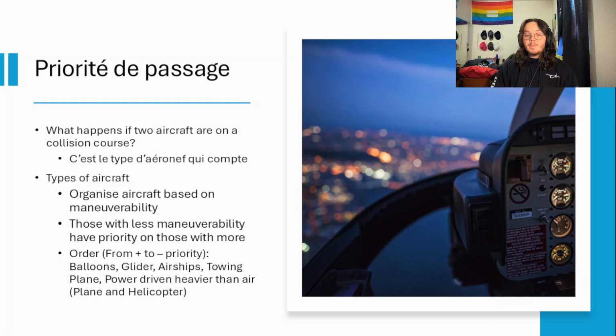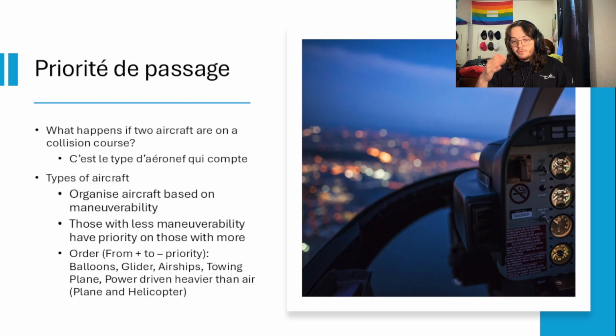So, what happens if 2 aircraft are on a collision course or on course to hit each other? What happens is entirely determined by what type of aircraft it is. An aircraft, little revision, means anything that flies. Anything that flies at all. We organize these aircraft based on maneuverability. Maneuverability is just how much it can move in space, how much it can control its movement in space. Those with less maneuverability have priority over those with more.